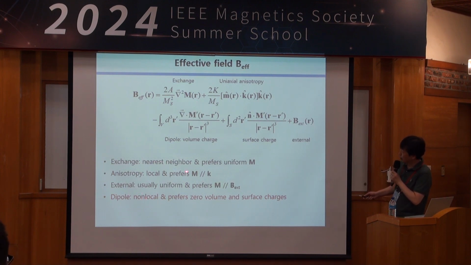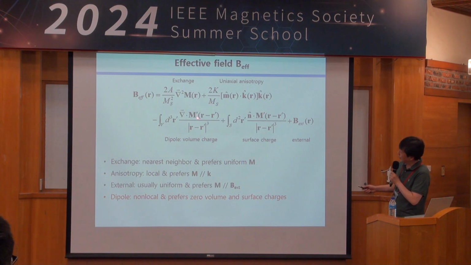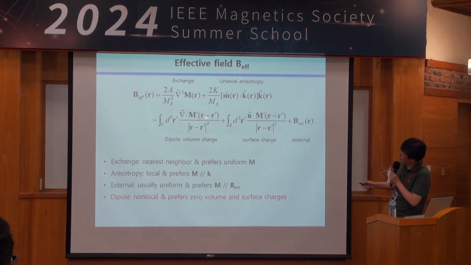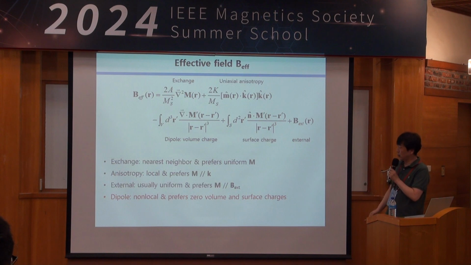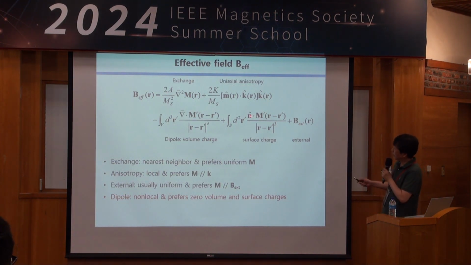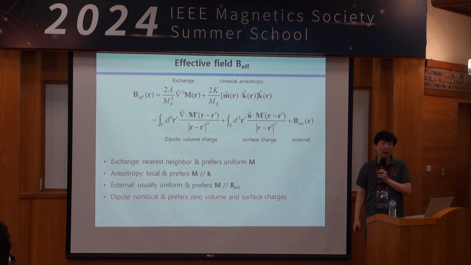The other terms are all local or uniform in most cases, but dipolar interaction is non-local, which means that there are two terms here. One is the divergence of m, that is the volume charge. And the other one is m dot n, where n is the surface normal vector of your small cell. So that is the surface magnetic charge. The magnetic dipole interaction tends to remove any volume charge and any surface charge if the situation allows.